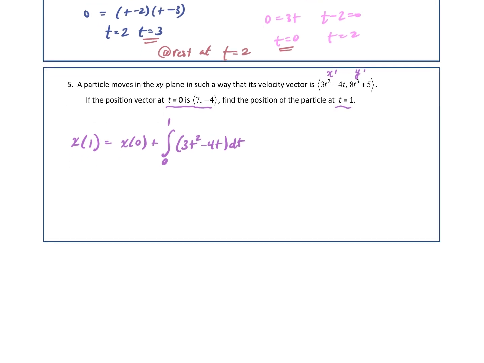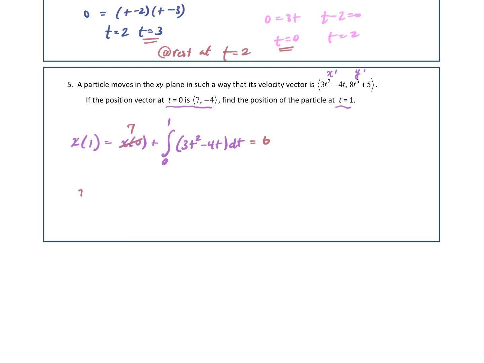That's to find the position at t equals 1. We work off of our initial condition, which at 0 it's at 7, and then we integrate, and when you work all of this out, you're going to get it equal to 6. That's one way to do it.